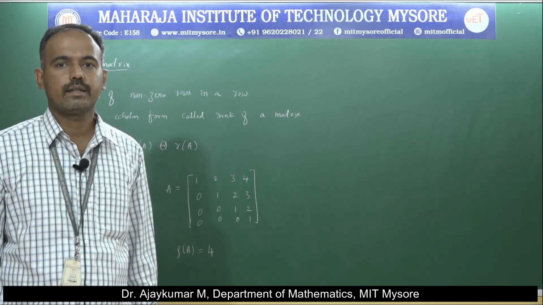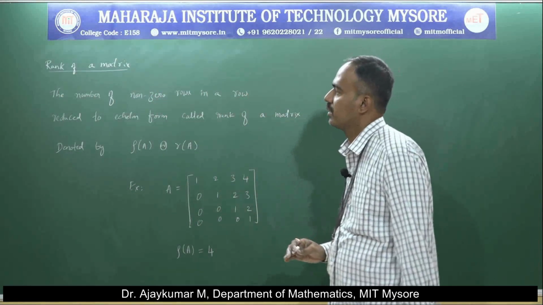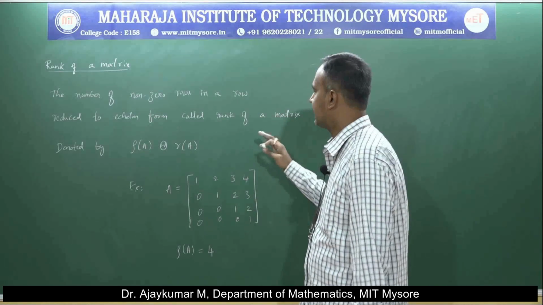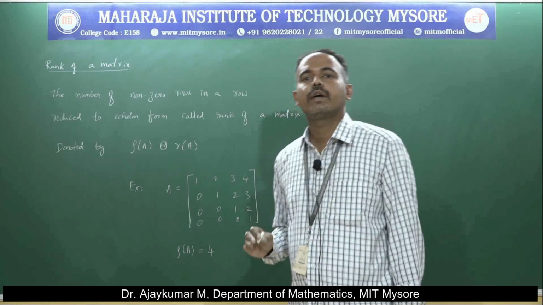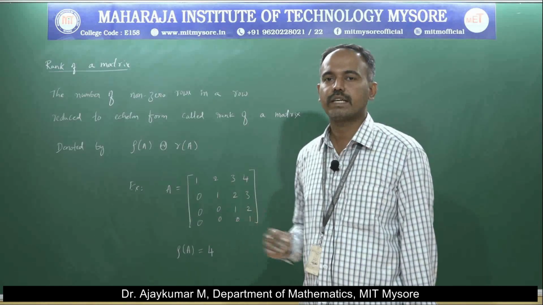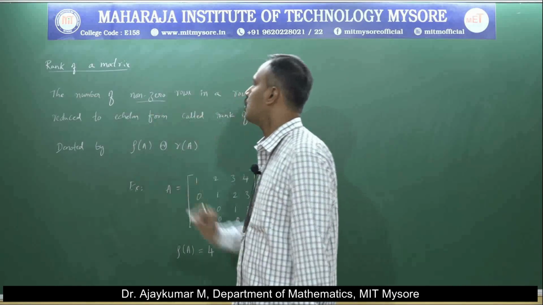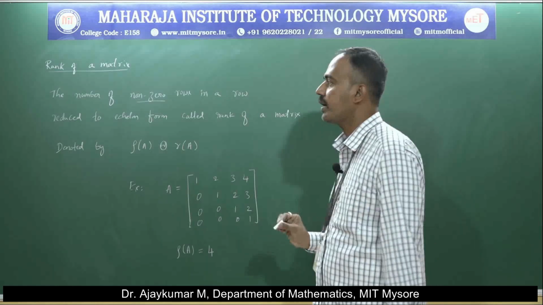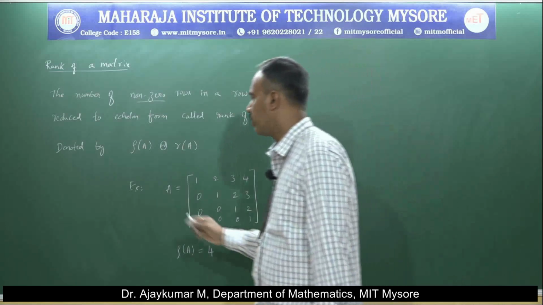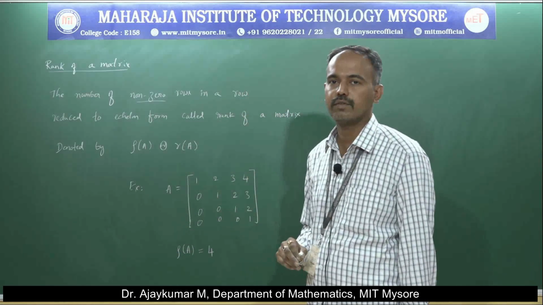Next we can discuss the concept of the rank of a matrix. The number of non-zero rows in a row reduced echelon form is called the rank of a matrix. Already all of you know the echelon form. With the help of the echelon form, we can represent the rank of a matrix as the number of non-zero rows. It is denoted by the symbol ρ(A), or otherwise R(A).